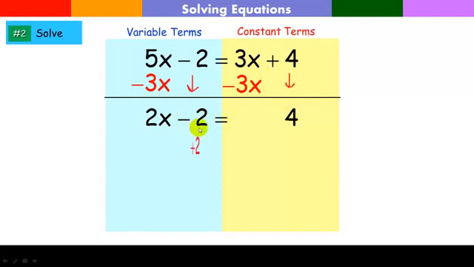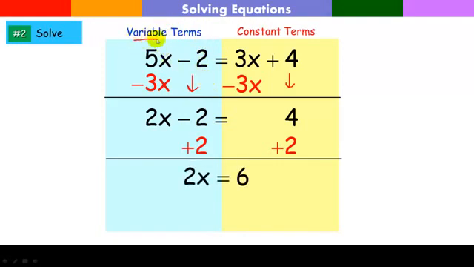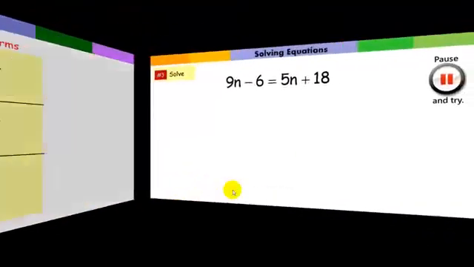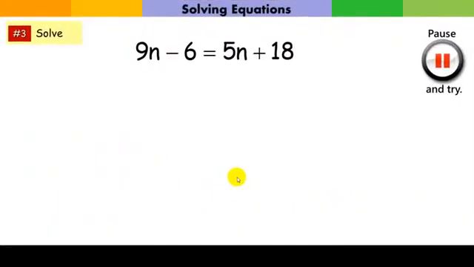I add 2 to this side and 2 to this side. We'll get rid of this 2, and notice that's a constant on the variable side. So I'm staying consistent. Variable, I have one variable term. Constant, I have one constant term. I'm ready for my final step, and that is to get the coefficient as 1. So I divide both sides by 2, and I get x equals 3. Okay, give this one a try.